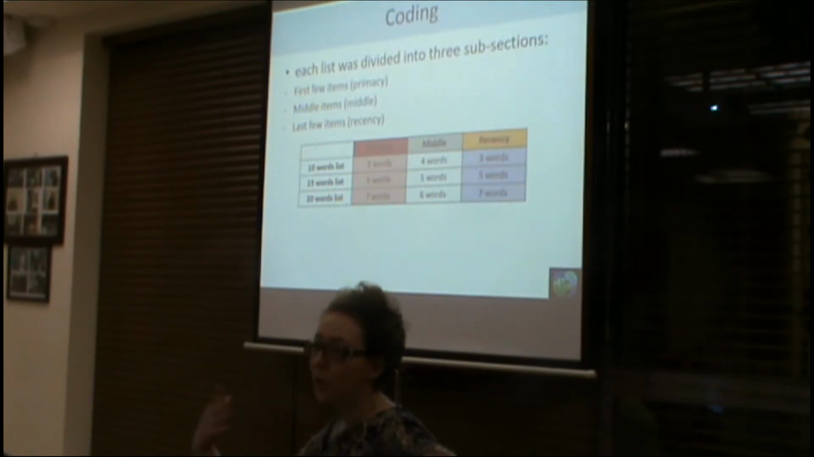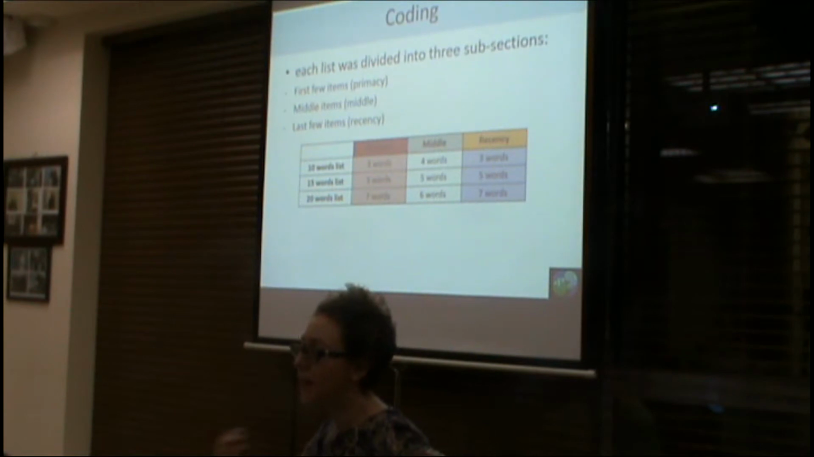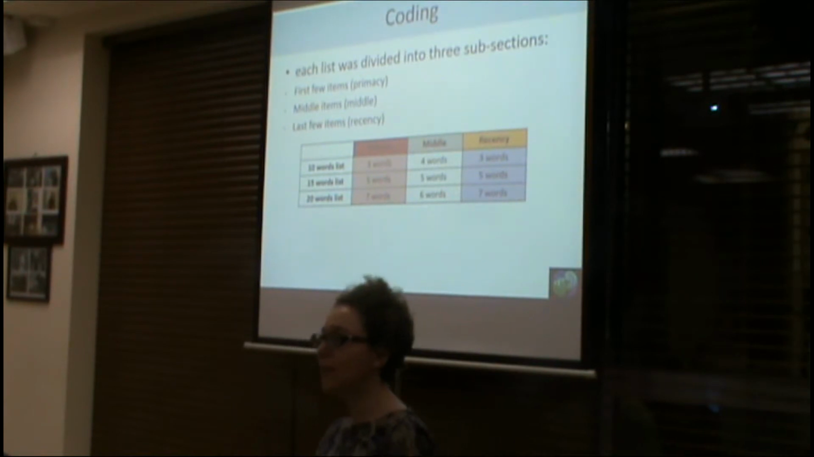So anyway, the way that we coded these data, and again, people vary in terms of how they code for primacy and recency effects, this is one way to do it. You basically define the regions depending on how long your list is.